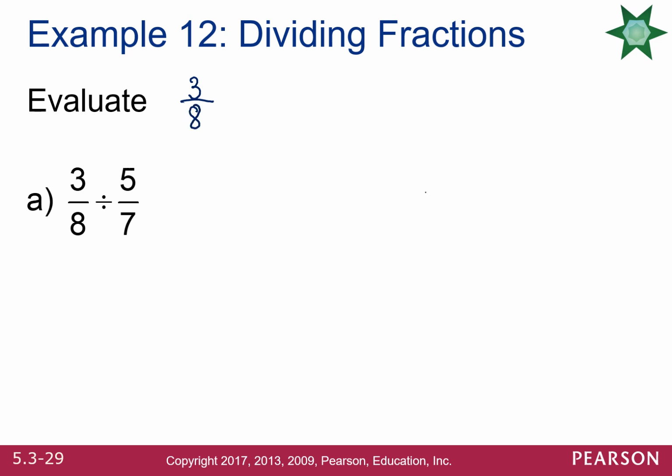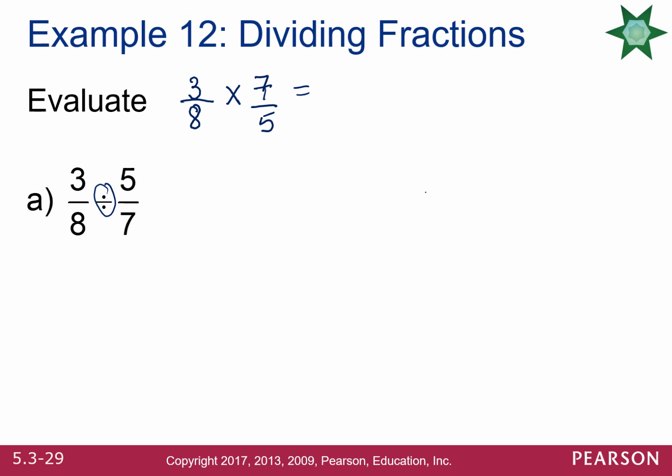It's 3/8, and then what happens in division? The division sign changes to a multiplication, right? So I'm going to write here multiplied, change the division to a multiplication, and we flip the second fraction, that means we take the reciprocal of the second fraction. So 5 over 7 will end up being 7 over 5. And now we go ahead with the multiplication.